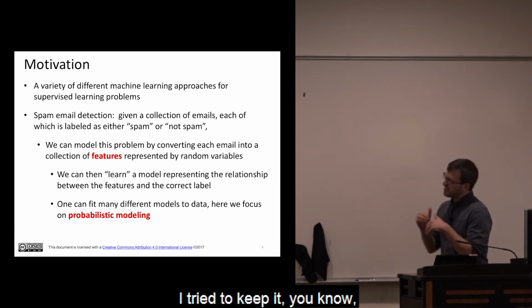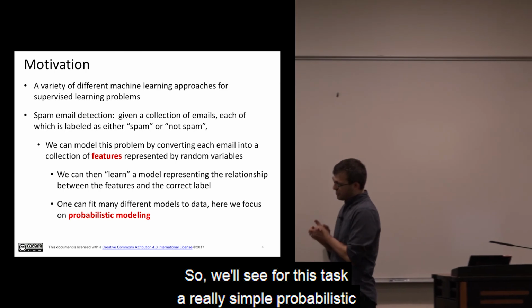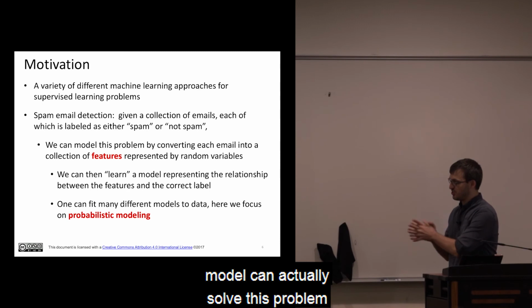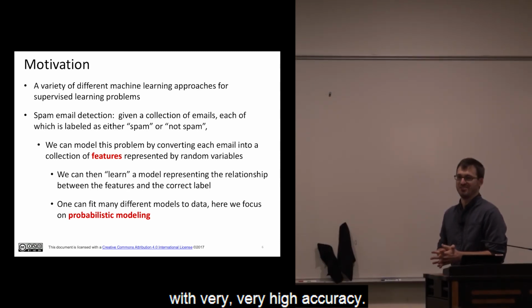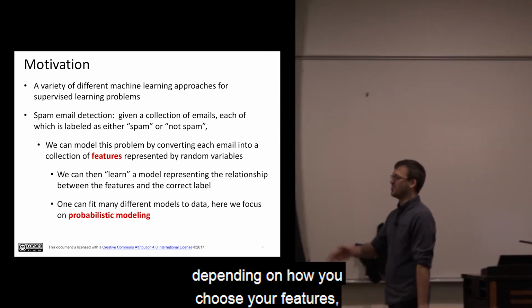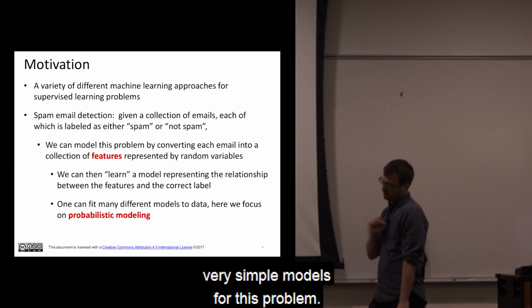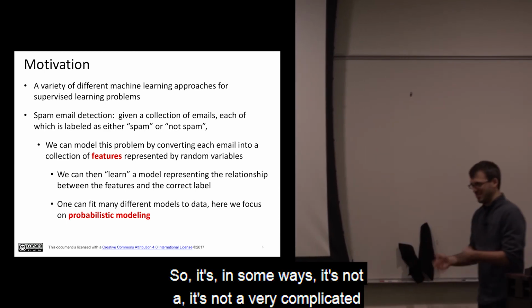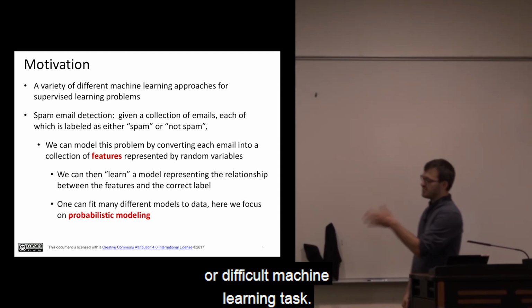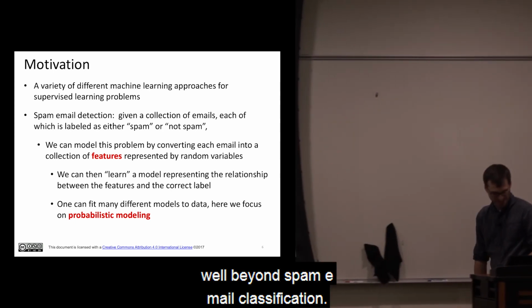I tried to keep the motivating examples relatively straightforward. We'll see for this task that a really simple probabilistic model can actually solve this problem with very high accuracy. In fact, depending on how you choose your features, you can get over 98% accuracy with very, very simple models for this problem. So in some ways, it's not a very complicated or difficult machine learning task. But the ideas that we'll develop here really apply more generally, well beyond spam email classification.